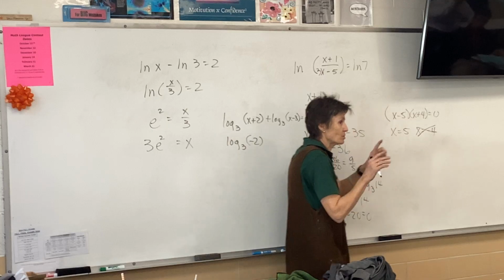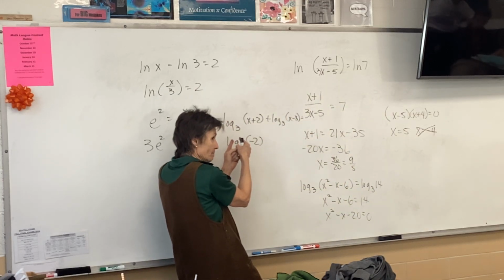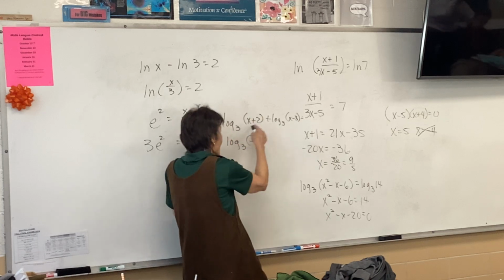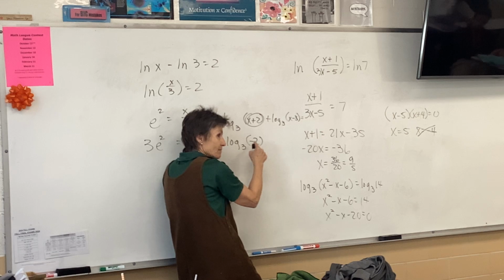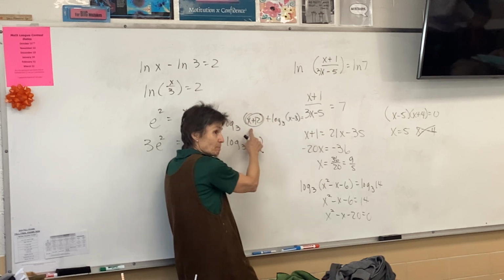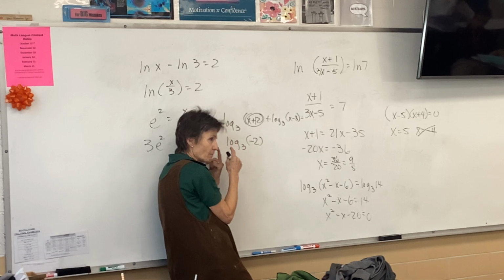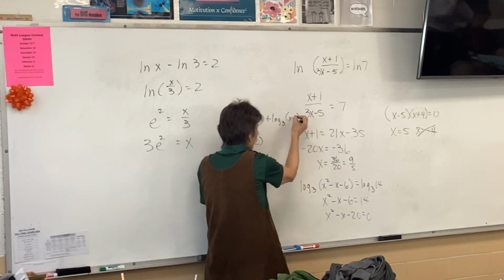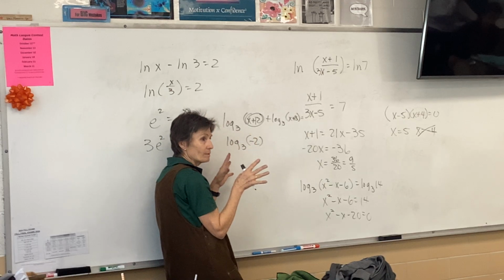The reason it's extraneous is, when I put it back into my problem, I end up trying to take the logarithm of a negative. This becomes negative. That's the problem. So if this had been x plus 12, then -4 would be fine. You see the difference? Let's say I had that. -4 would be a fine answer.